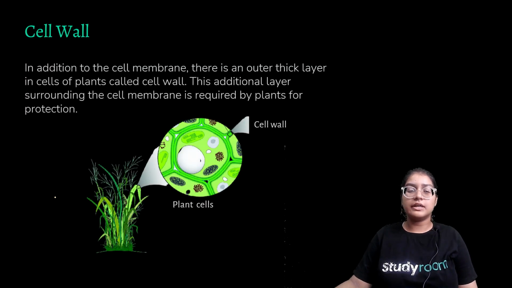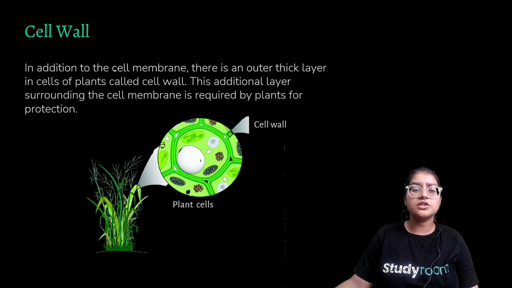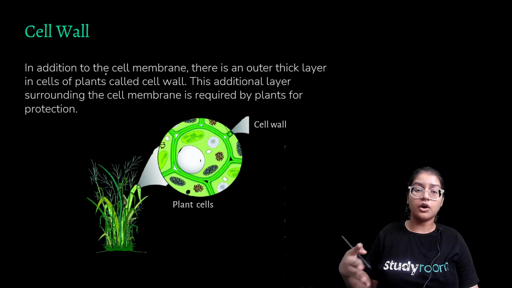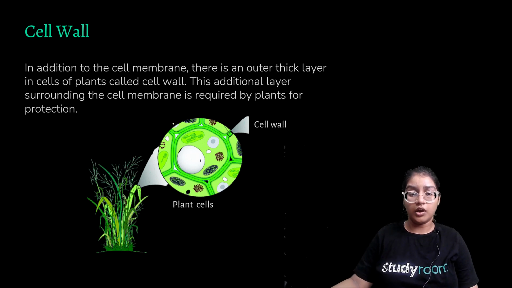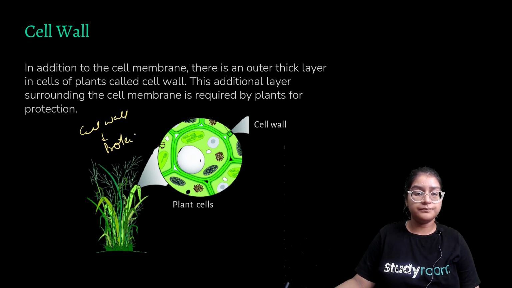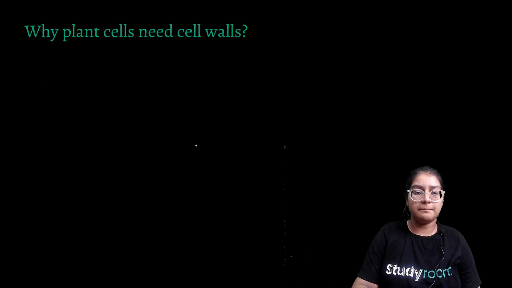So we have been discussing the cell wall. What is the cell wall? In addition to the cell membrane, there is an outer thick layer in the cells of a plant called the cell wall. The additional layer which surrounds the cell membrane is required by the plant for protection. So the cell wall is there for the protection of plant cells. You can see the plant cell here, and you can see the cell wall also here. The cell wall has a role to protect the plants.